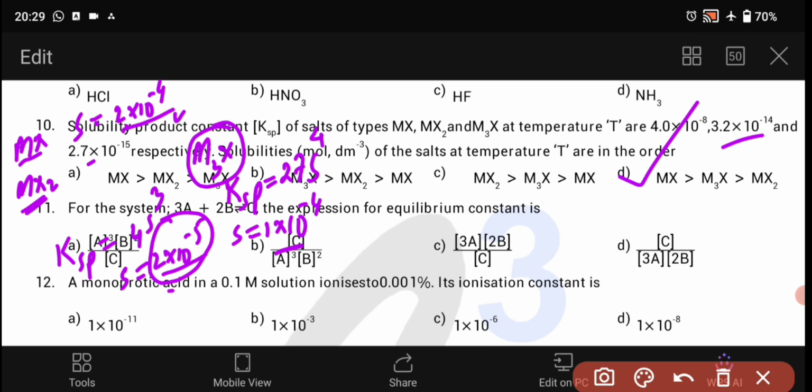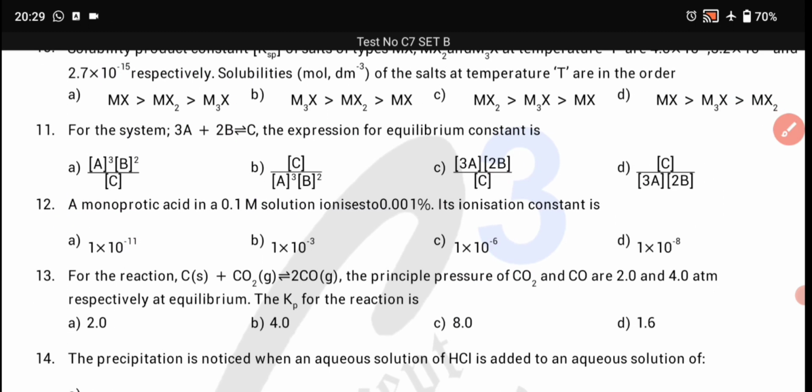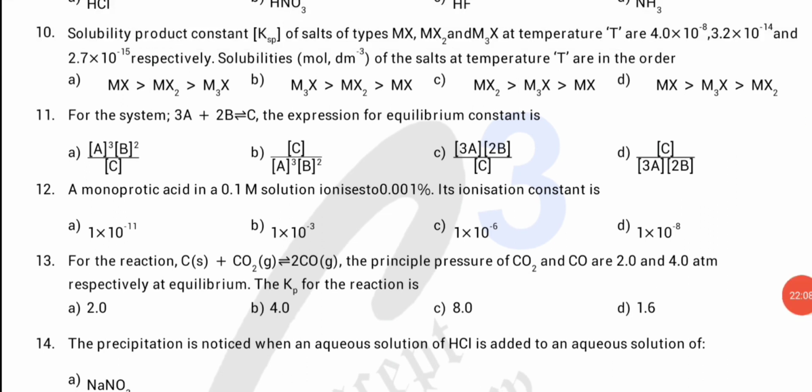Okay, in this way we must solve solubility. Now let us move to the next question, which is for this system 3A plus 2B gives C, the expression for equilibrium constant. This is a very easy question. I think this is the correct option. Okay, no need to solve. Let us move to the next question.